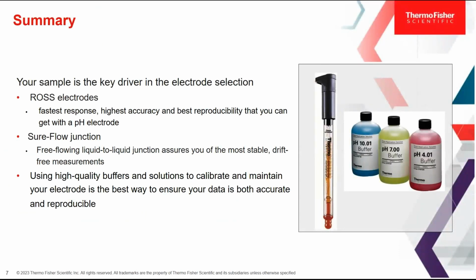So in summary, the sample type is the key driver in selecting a pH electrode. Using Thermo Scientific Orion Ross electrodes will get you the fastest response, highest accuracy, and best reproducibility in your pH measurement. Consider using the free-flowing liquid-to-liquid SureFlow junction for difficult sample matrices to assure you of the most stable and drift-free measurements. And also use fresh, high-quality buffers and solutions to calibrate and maintain your pH electrode. This ensures your data to be both accurate and reproducible.